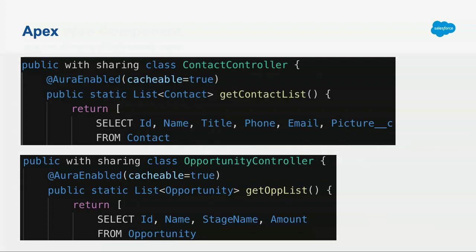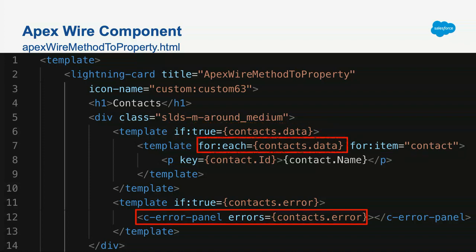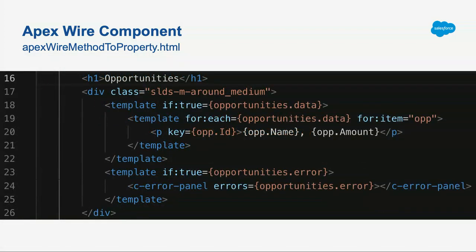But once we return those values, we can go back to our UI. We returned those contacts we queried in contacts.data. We now have it, and we can say, all right, for each contact in contacts.data, display contact.name. If there's any errors, send it to our error panel. And opportunity is the same thing. For each op in opportunities.data, display op.name, comma, op.amount. Right? Just like we would with our Apex repeat.